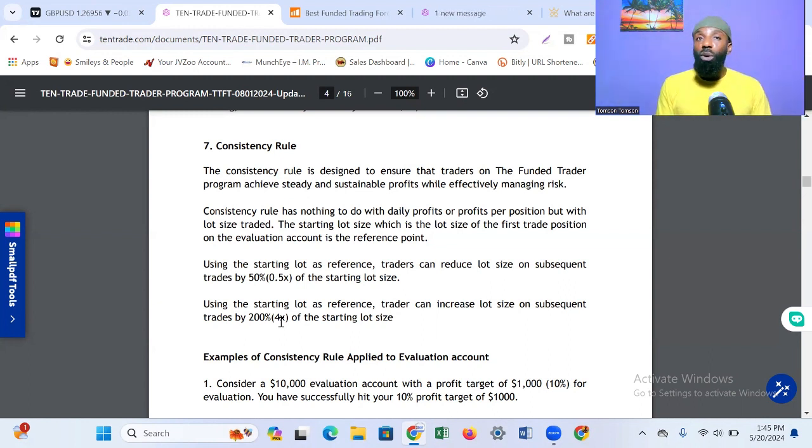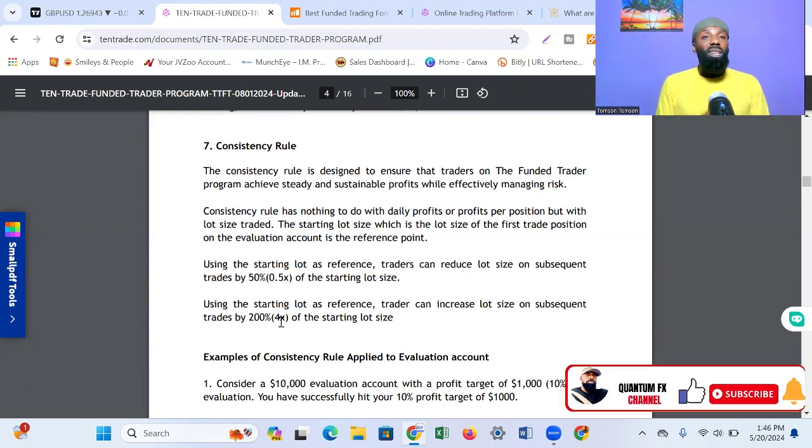I want to believe you got value from this video because that is the best way I think I can explain this lot size consistency rule to you, okay? I just decided to make the video very short so that you will be able to understand it, okay?